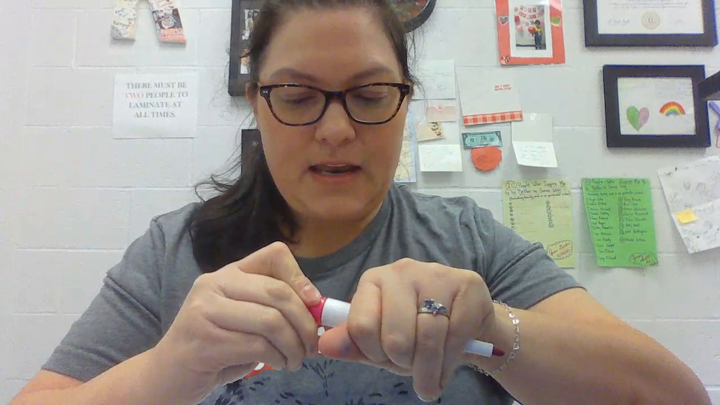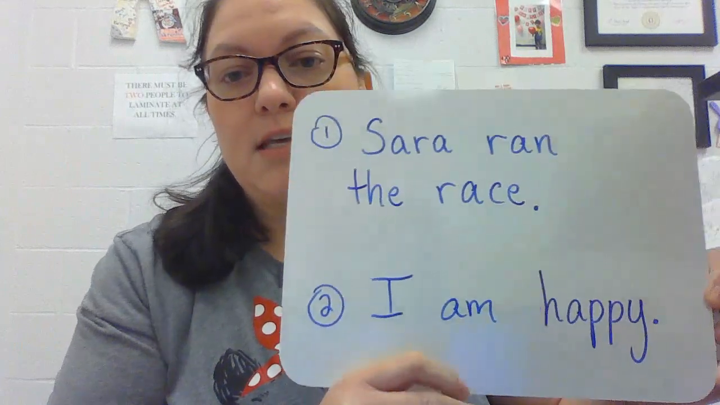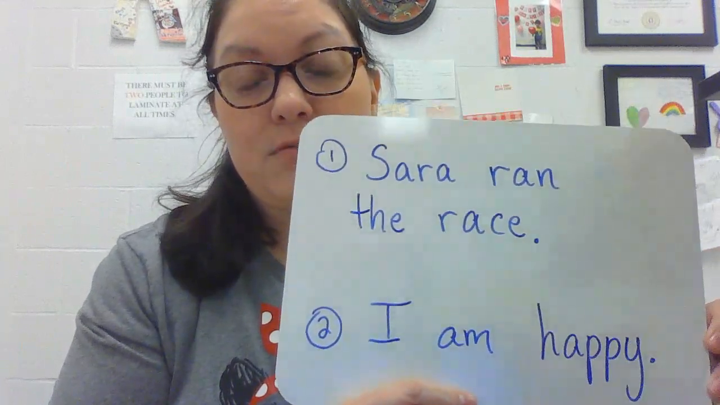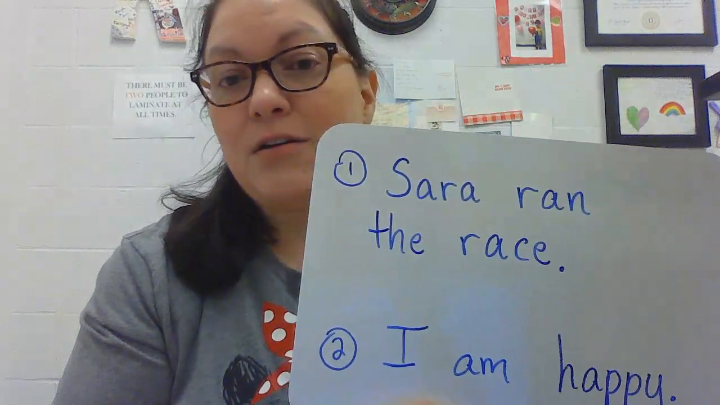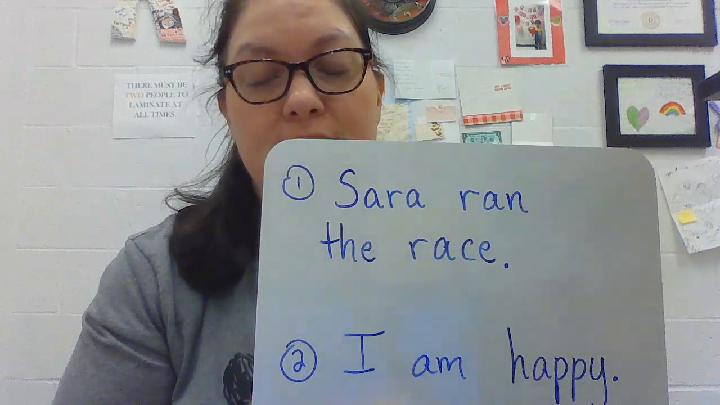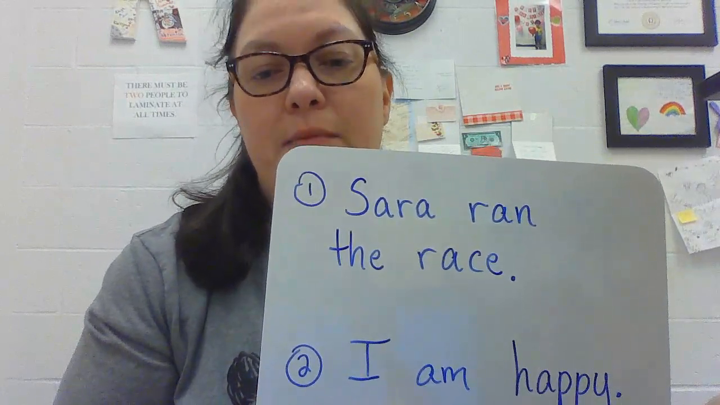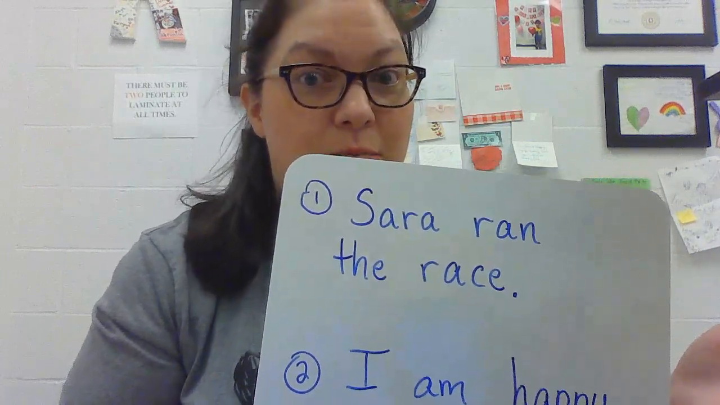Now, nouns are people, places, and things. They can also be states of being, like emotions. So if I'm marking all of the nouns, the people, places, and things, and I read the sentence, Sarah ran the race, I have 2 of them. I see a person and I see a thing, which could be a place.